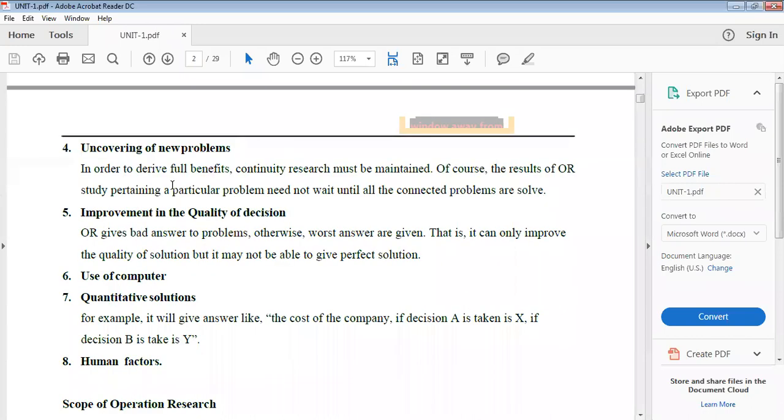Uncovering of new problems. In order to derive full benefits, continuity of research must be maintained. Of course, the results of a study pertaining to a particular problem need not wait until all the connected problems are solved. Certain problems cannot be solved through these scientific methods. Those are what we call the uncovering of new problems. With certain existing problems, you can find an optimal solution, but the optimal solution is not the final solution, because certain new problems are uncovered.